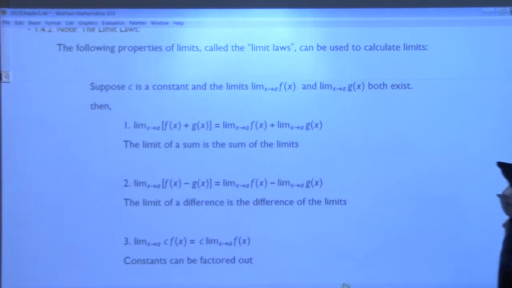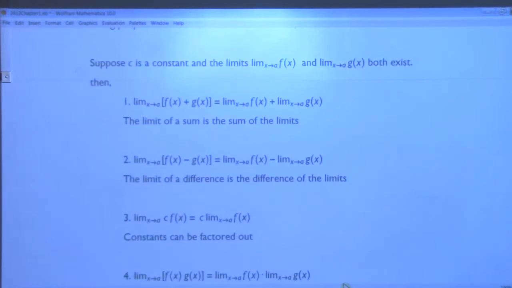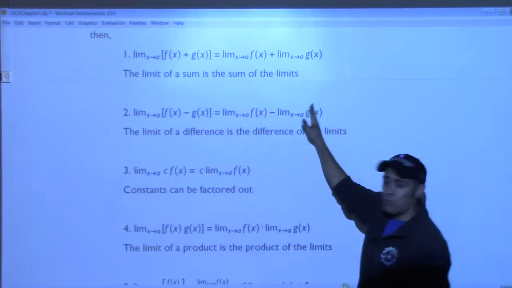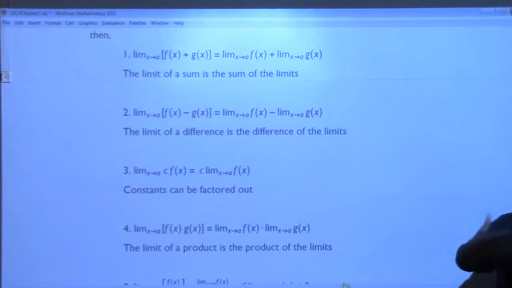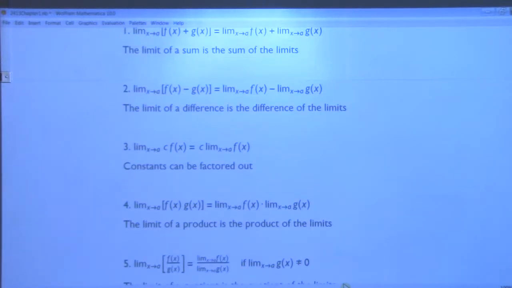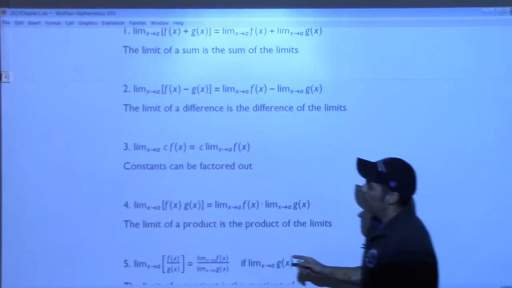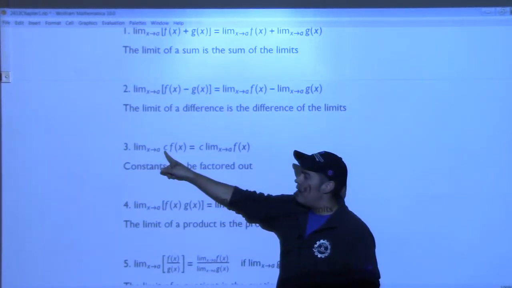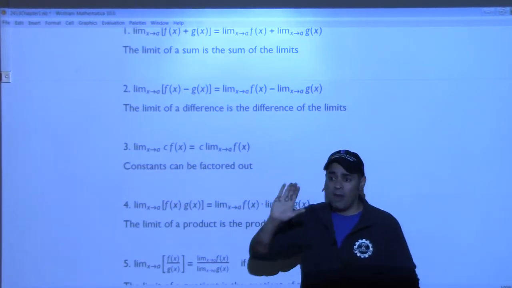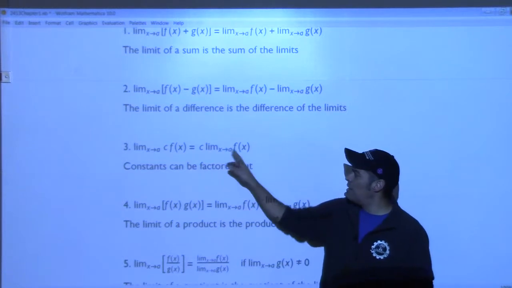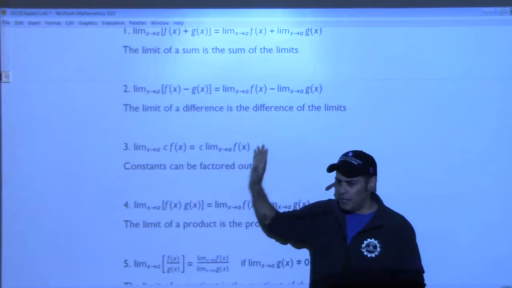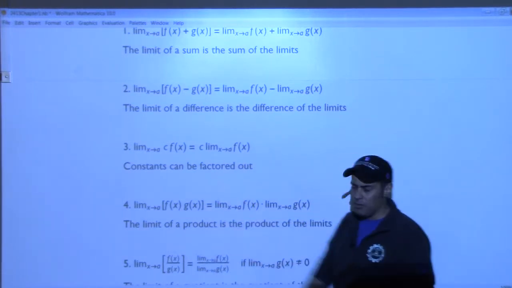That's what that's saying. And then the same thing goes with subtraction. So if you're ever taking the limit of two things being subtracted, you can take the limit of each one. Again, you'll see this in action once I do it, all right? This third one is pretty interesting. It says that if you're taking a limit of a function that's being multiplied by a number, you can essentially ignore the number out front and just take the limit of the function and then multiply it by the number. Again, you'll see it in action. I'll show you an example of these.